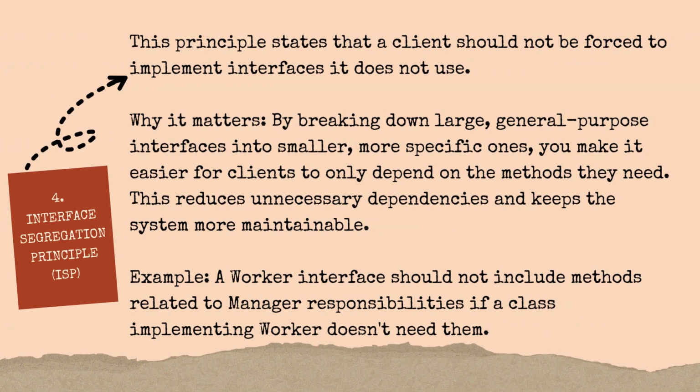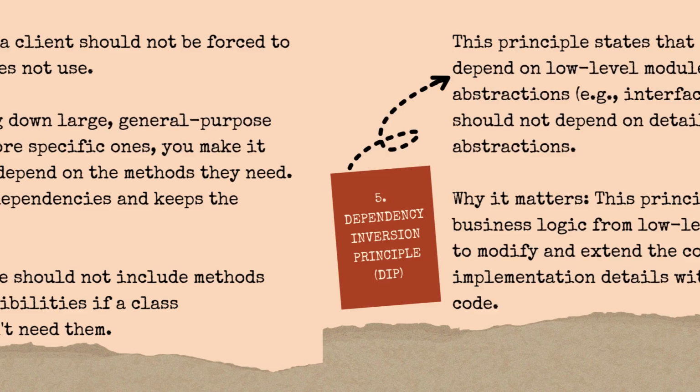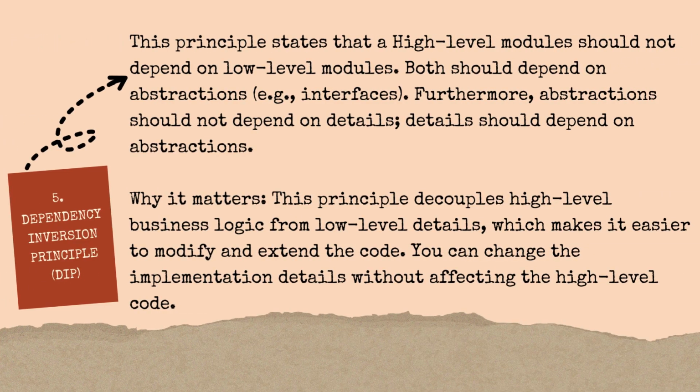4. Interface Segregation Principle, ISP. This principle states that a client should not be forced to implement interfaces it does not use. Why it matters? By breaking down large, general-purpose interfaces into smaller, more specific ones, you make it easier for clients to only depend on the methods they need. This reduces unnecessary dependencies and keeps the system more maintainable. For example, a Worker interface should not include methods related to manager responsibilities if a class implementing Worker does not need them.